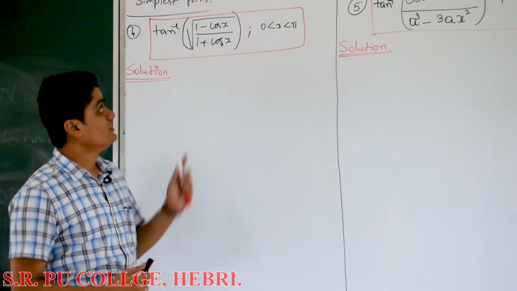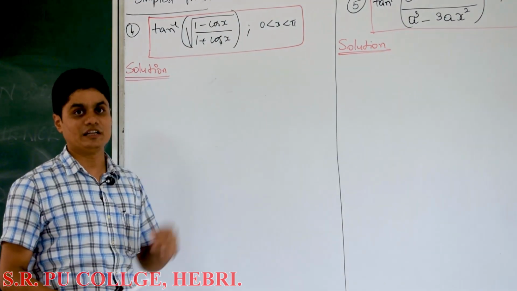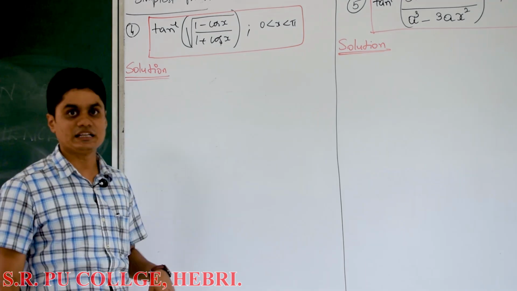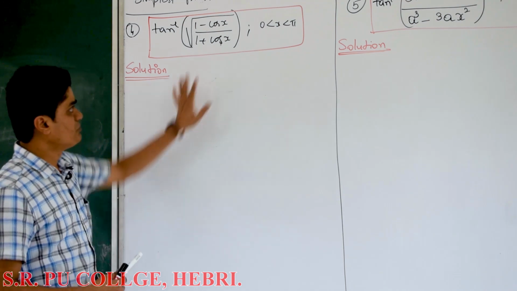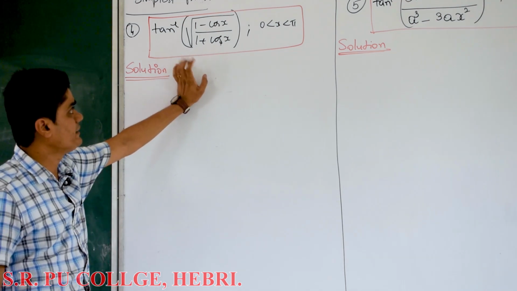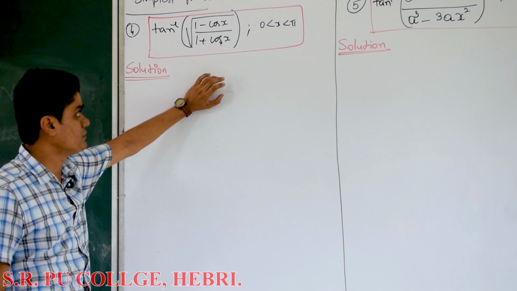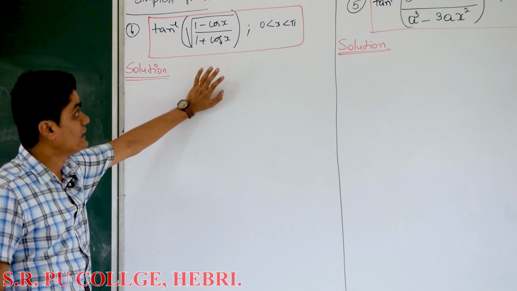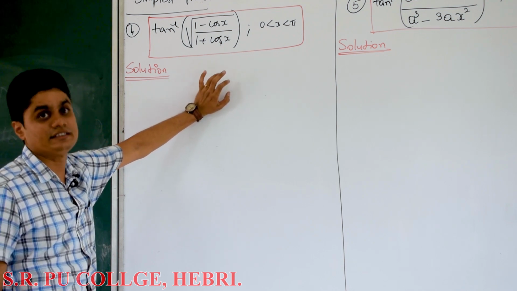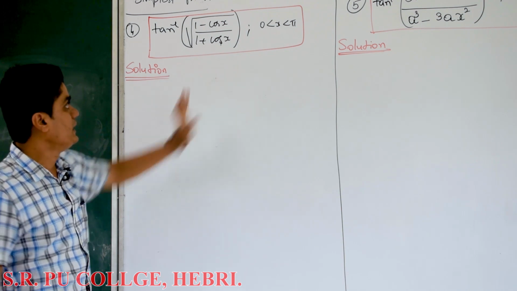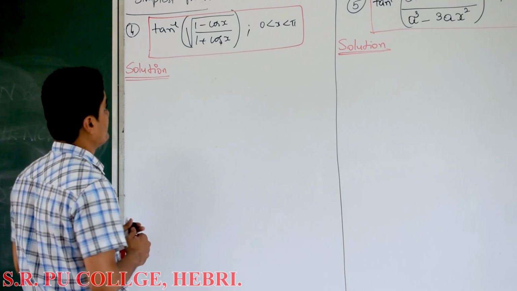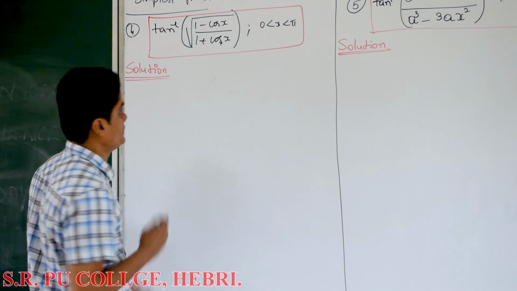Hello students. So it's a continuation of simplify the following. We already solved 3 problems in the last video. So it's the next, fourth one. Observe carefully. The question is tan inverse of root of (1 minus cos x) by (1 plus cos x). Since a trigonometric function is already present inside tan inverse, you're not allowed to substitute anything for x. So without substitution, we have to simplify this using trigonometric formulas.